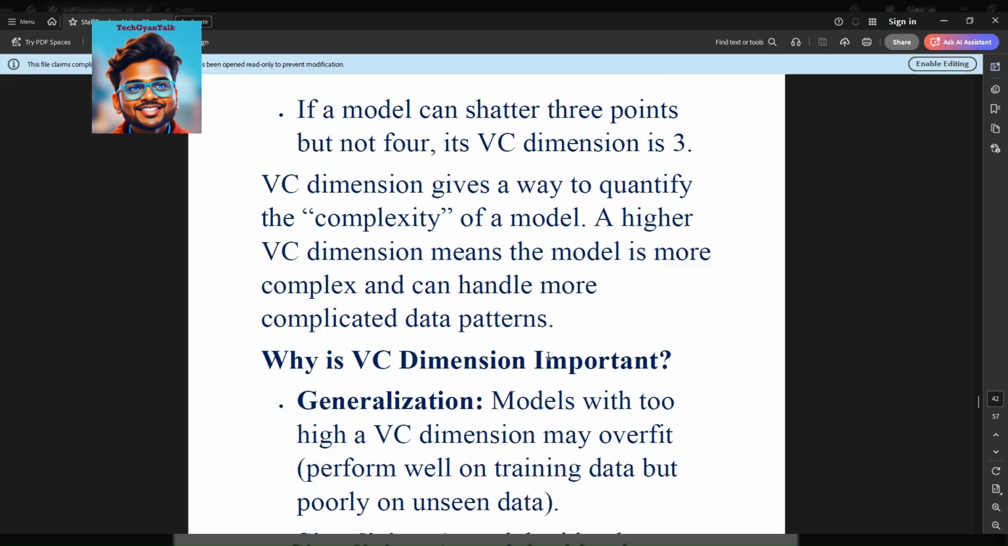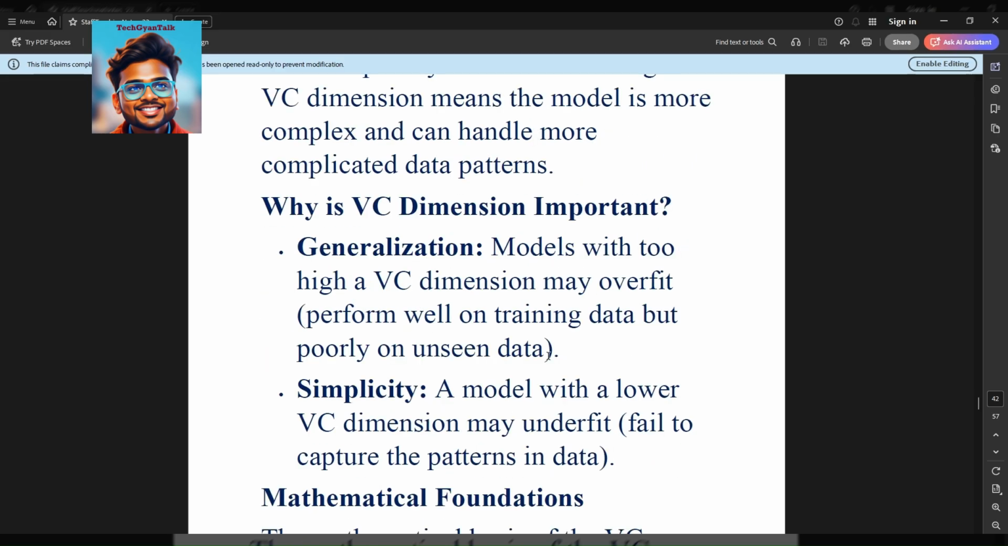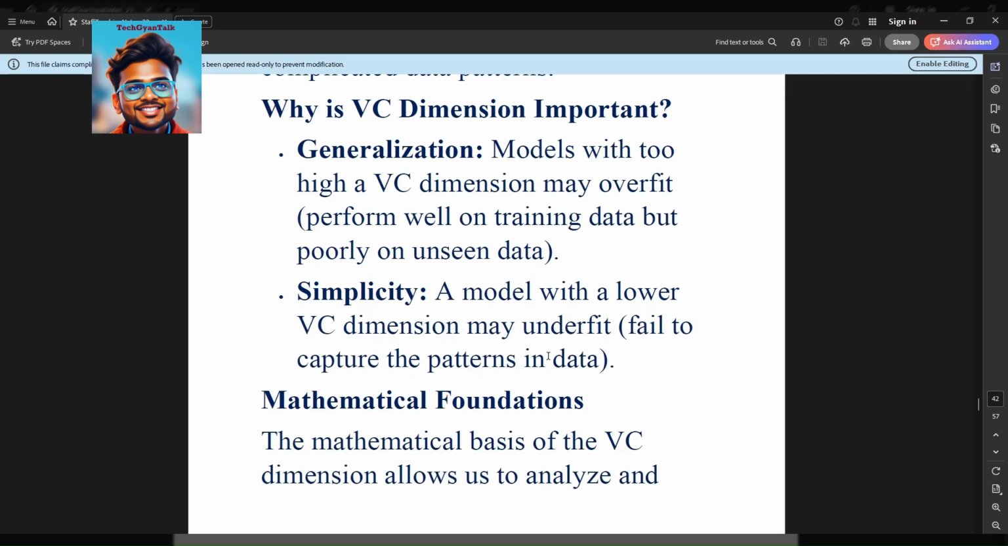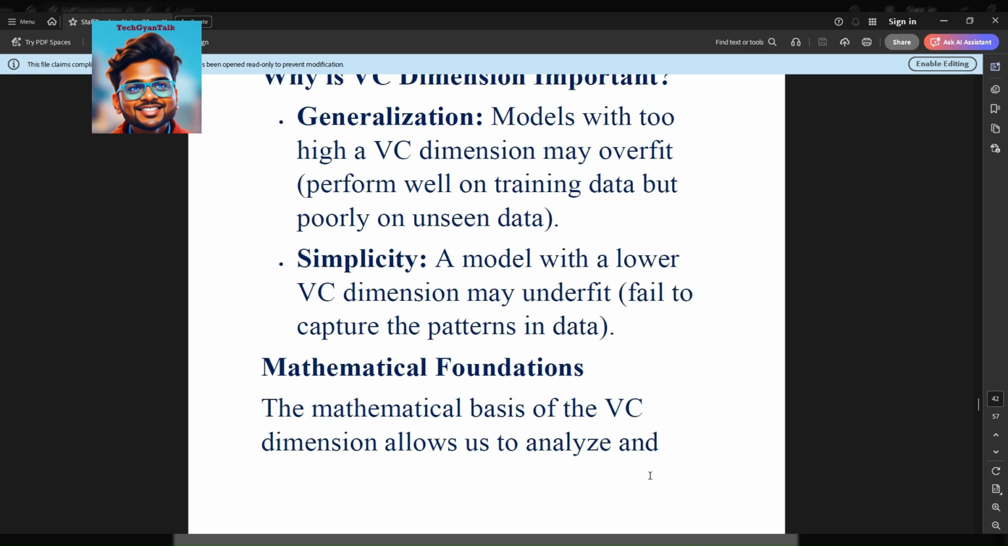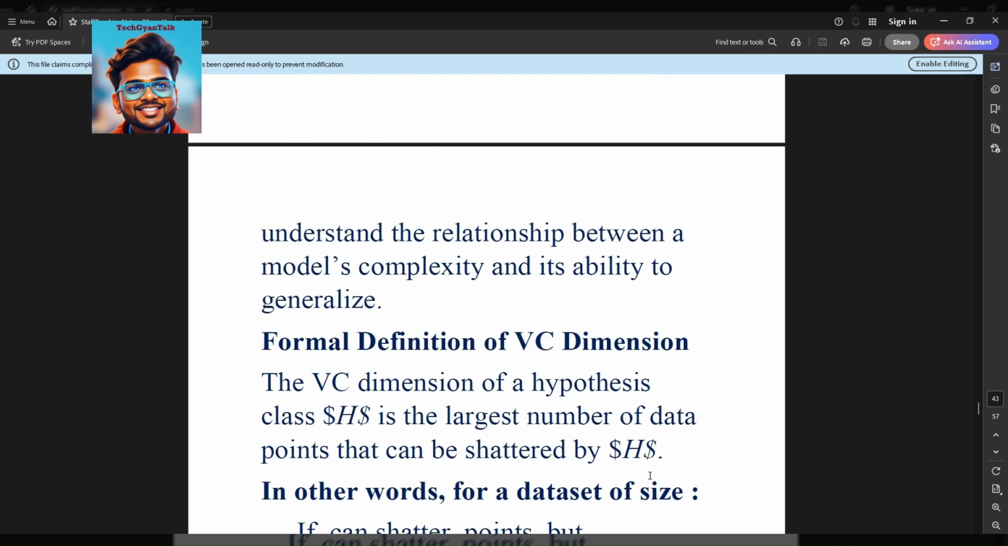Why is VC dimension important? Generalization: models with too high a VC dimension may overfit, performing well on training data but poorly on unseen data. And simplicity: a model with a lower VC dimension may underfit, failing to capture the patterns in data. Mathematical foundations: the mathematical basis of the VC dimension allows us to analyze and understand the relationship between a model's complexity and its ability to generalize.